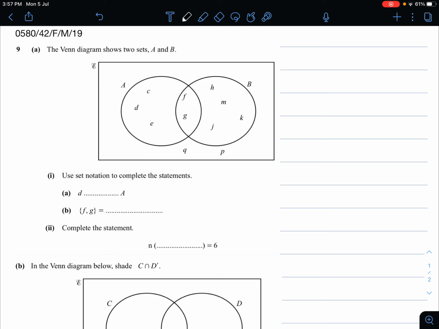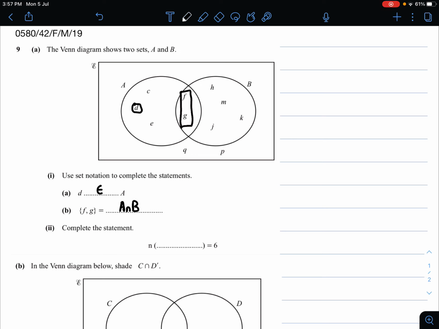So, for 9A1 part A, D, as you can see is right here, is an element of A, and the sign for an element is simply an E like this. For part B, F and G, as you can see is right here, that is the intersection of A and B, so therefore we can write it as A intersection B, because it is the common part between the two circles, as you can clearly see.